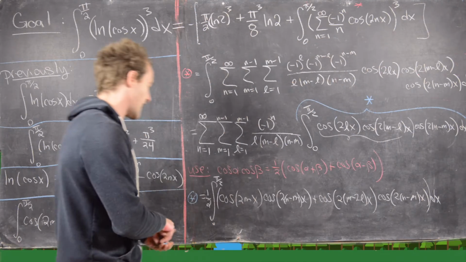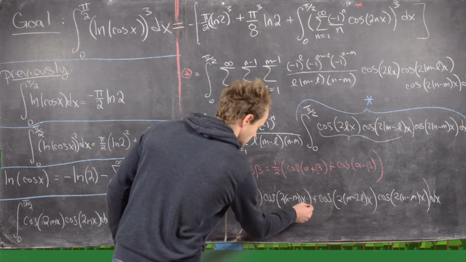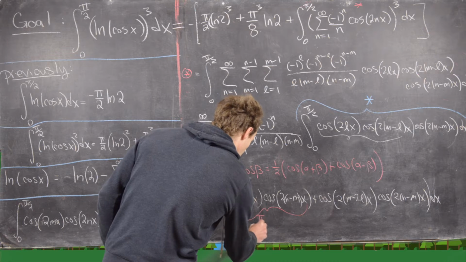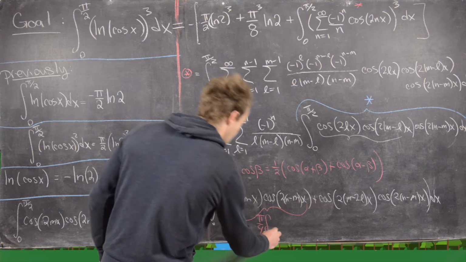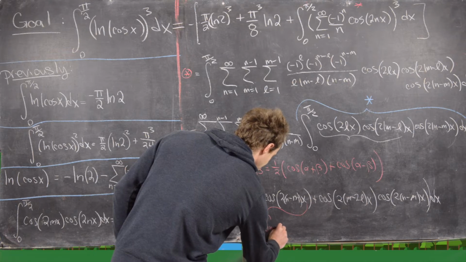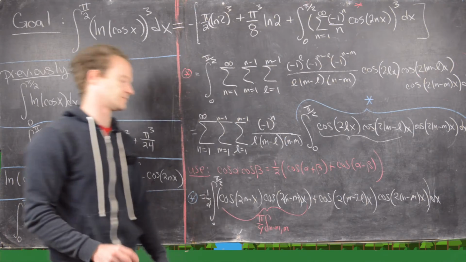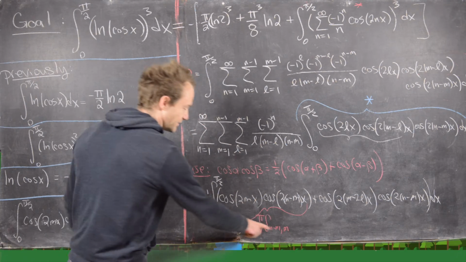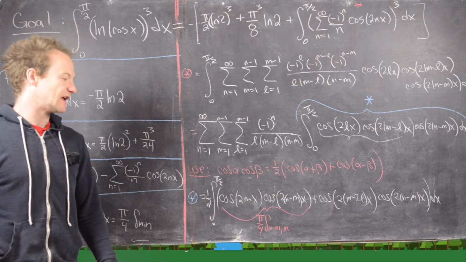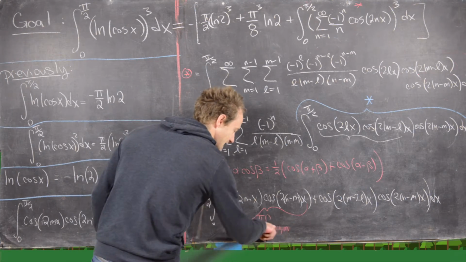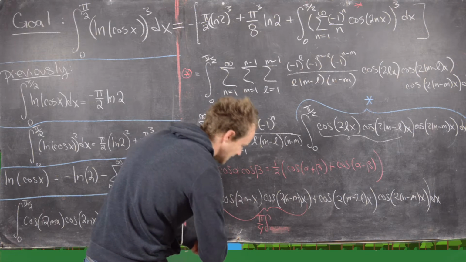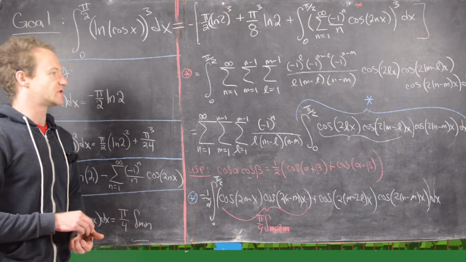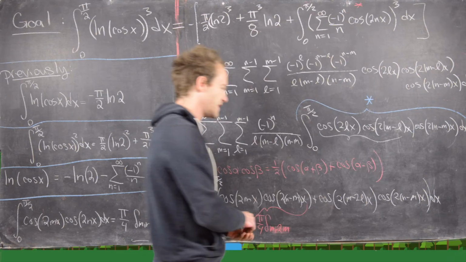So notice that we know that this part is going to simplify down to pi over 4 times delta of n minus m comma m. So this entry needs to be equal to this entry, but we can actually simplify that. That means n minus m needs to be equal to m, which is the same thing as n needs to be equal to 2m. Okay, great. So we get that.